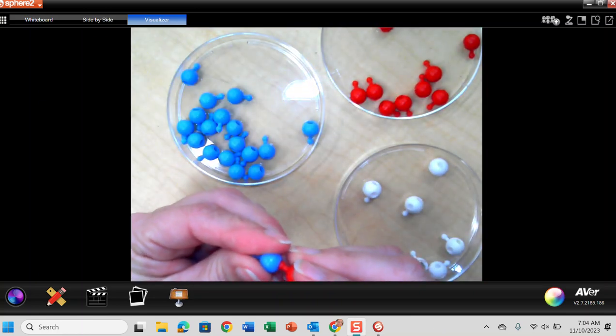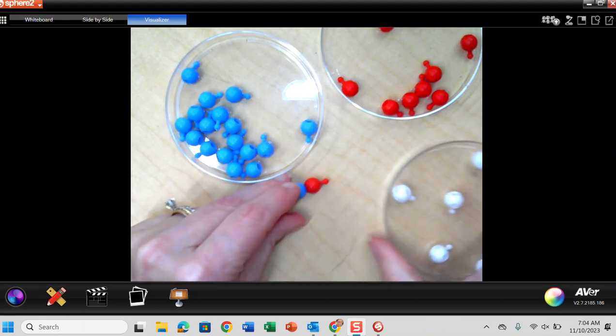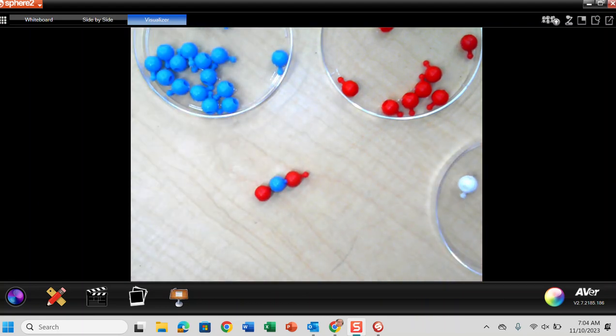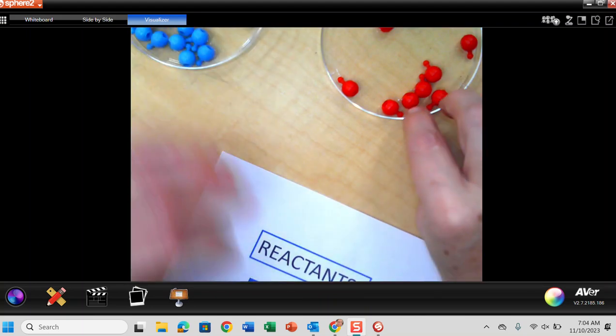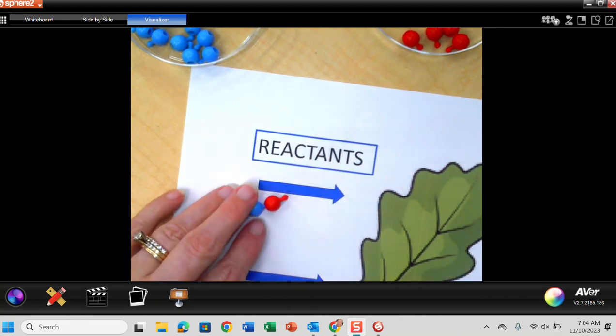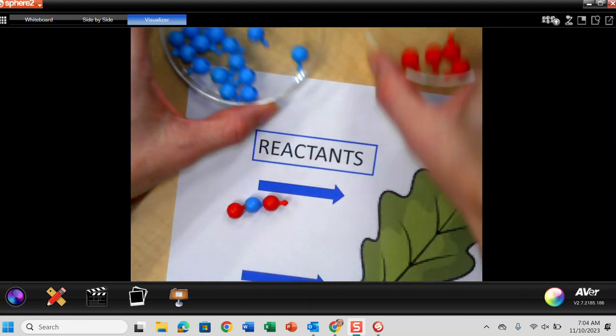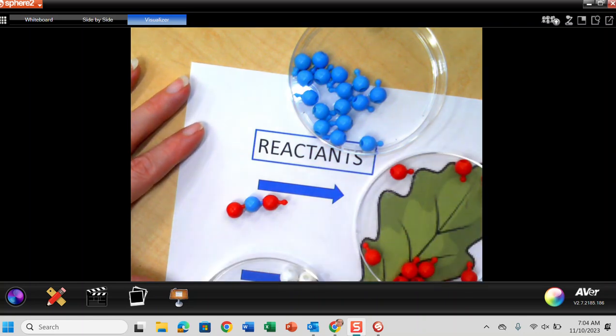I have a red and a red. 2 reds to 1 blue right there. That is one single water molecule. Okay, so it's one of my reactants. And I'm going to keep doing that until I can't anymore. So I'm using the exact number of beads I was given.